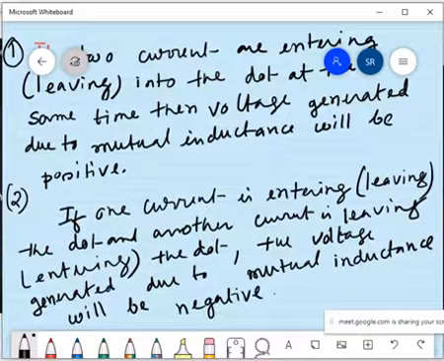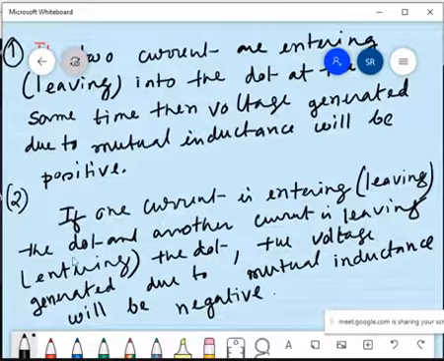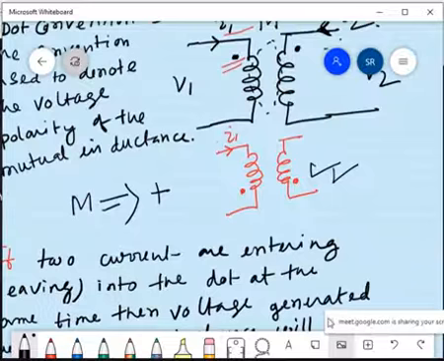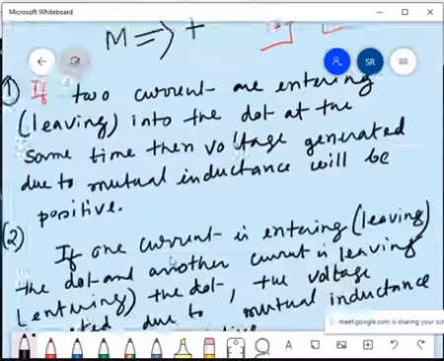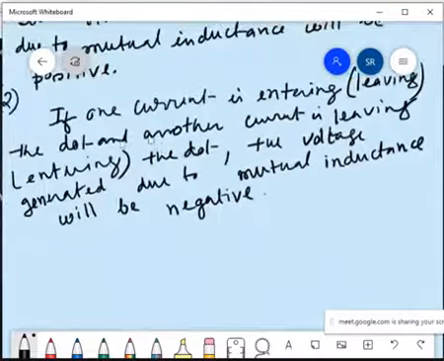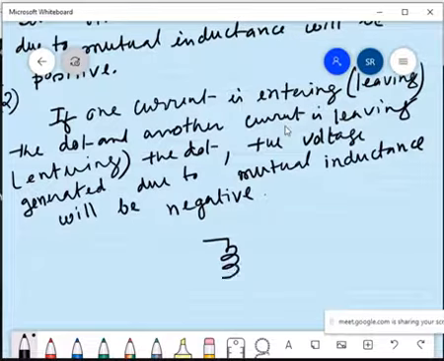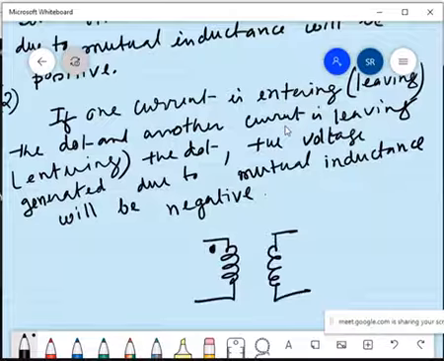Let us say, with the first one we said the currents are both entering the dots or both leaving the dot. In that case, mutual inductance will be positive. Here it's saying that if one current is entering and the other current is leaving, or one current is leaving and the other current is entering, in that case, mutual inductance will be negative.